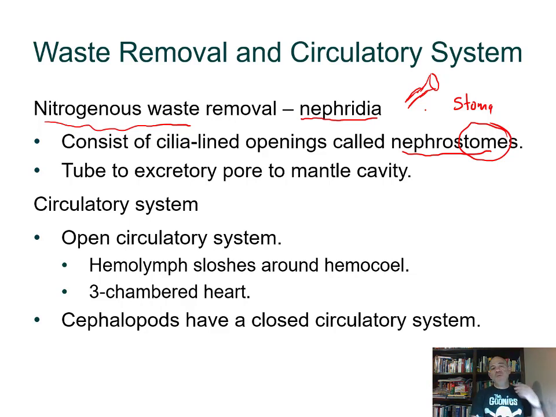So waste removal also involves balancing your mineral balance, your electrolyte balance. So that overall, that water balance and balancing your minerals is called osmoregulation, like for osmosis overall. So this is about getting rid of waste and your water balance and electrolyte balance. So that's the function of your excretory system.